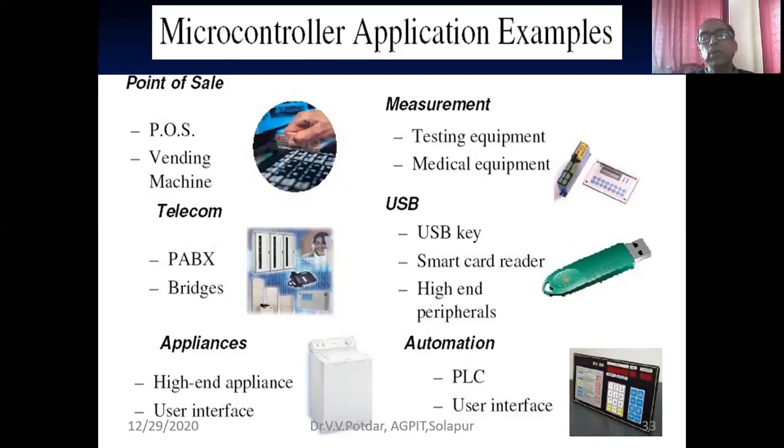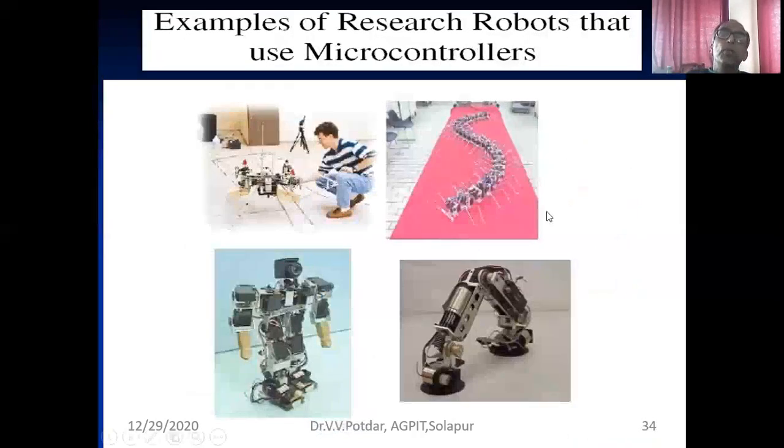Then it can be used as a USB key, dongle keys, if you remember. Many dongle locks are there on various devices. In smart card readers and high-end peripherals, microcontrollers are used. In many automation applications, pneumatic and hydraulic applications using PLC, microcontrollers are used. Now, research robots use microcontrollers, these are a few of the pictures.